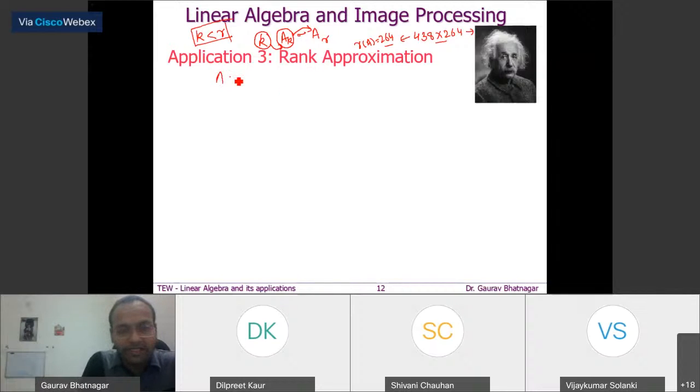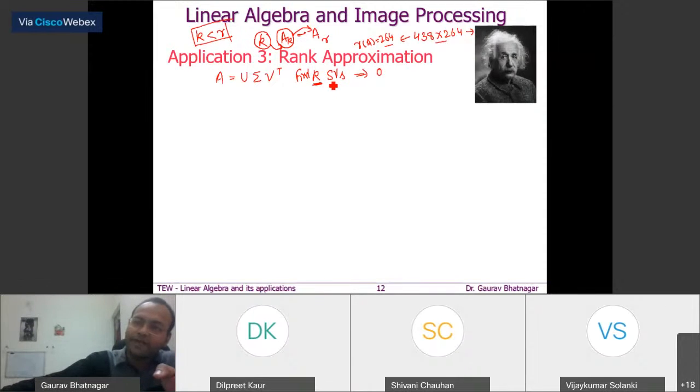I will convert my matrix A into its SVD. Then I will pick the first K singular values, and the rest of the values are going to be 0. So you just retain the first K singular values, replace the remaining singular values by 0, and then reconstruct your matrix A, that is going to be AK, the approximated version of the given matrix A.